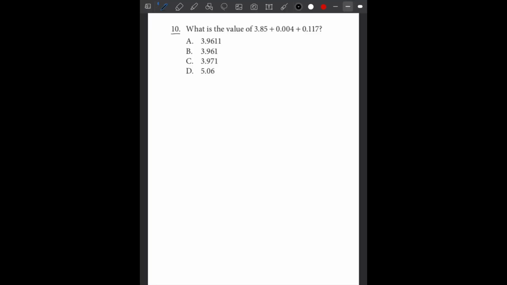Number 10 reads, what is the value of 3.85 plus 0.004 plus 0.117? Basically, this is a simple addition problem where it wants us to add. We have to know that we need to line up the decimals. If we do not line up the decimals, then you would get this problem wrong. So we can add a 0 here, or we don't have to, it's up to you.